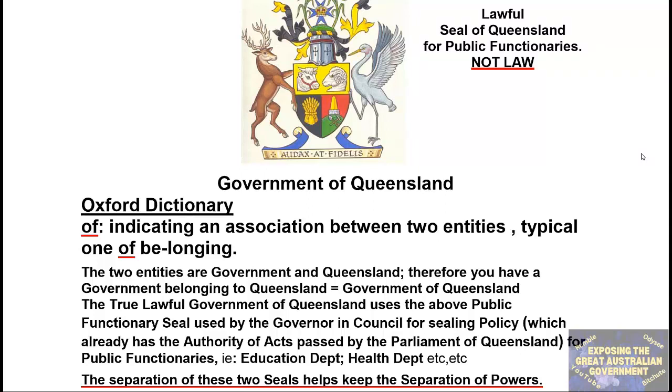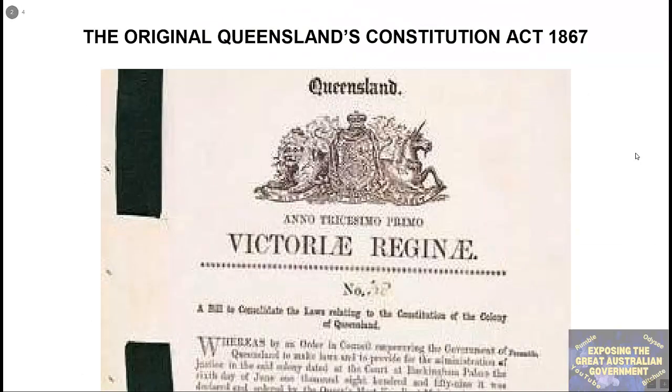The true lawful government of Queensland uses the above public functionary seal used by the governor in council for sealing policy, which already has the authority of acts passed by the Parliament of Queensland, for public functionaries, i.e. Education Department, Health Department, etc., etc. The separation of these two seals helps keep the separation of powers.